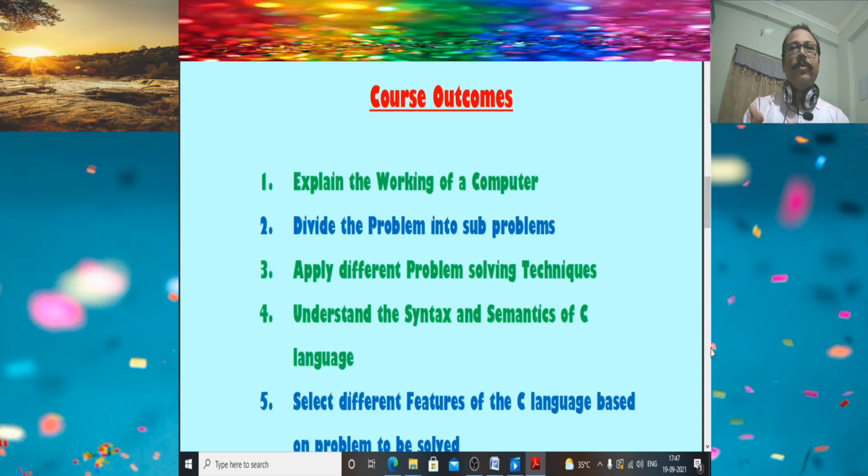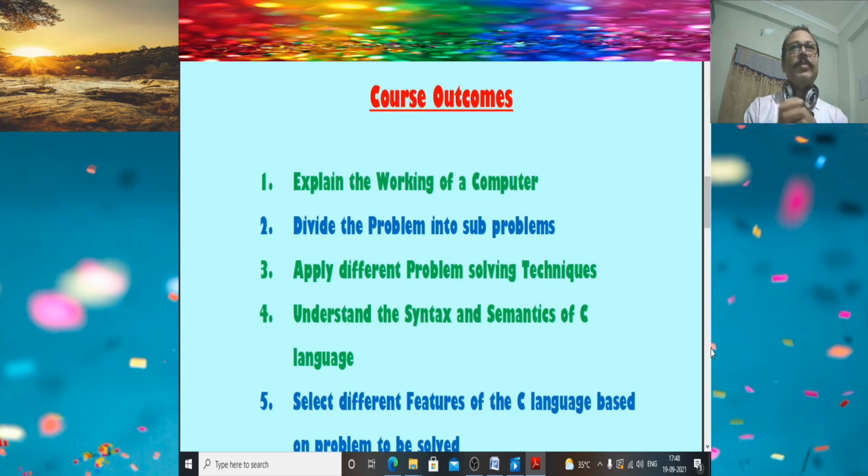You will be able to divide the problem into sub-problems. So when the problem is simple, you will solve it directly. When the problem is complex, you cannot solve it directly. You will divide a problem into sub-problems. After dividing, you can solve it. And apply different problem solving techniques. What are the problem solving techniques that are available? And depending on the problem, you have to apply appropriate problem solving technique.